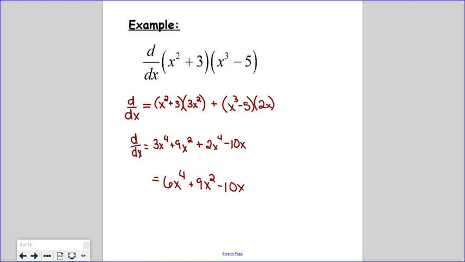Any questions on product rule? Yes. Thanks.